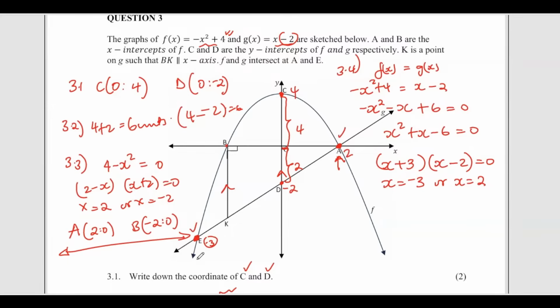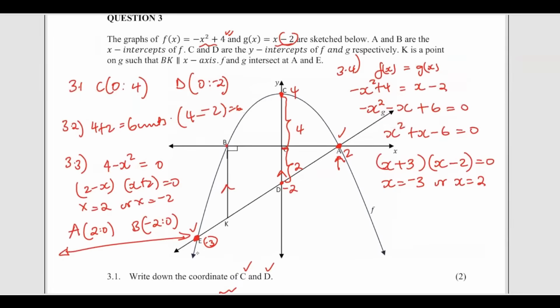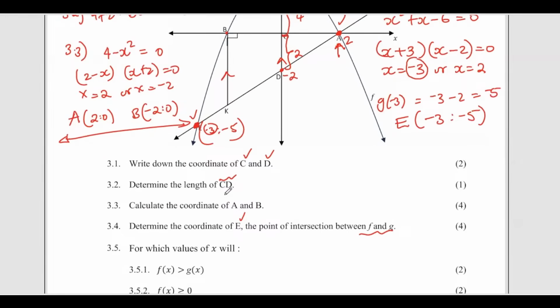So what was the question asking for? They want the coordinate of E, the point of intersection. So if we have x as negative 3, let's use the straight line to get the y coordinate. I'll say g of negative 3, which is negative 3 minus 2, which is negative 5. So E becomes (-3, -5). Okay, so if that is correct, we need to move on. And look at for which values of x will f of x be greater than g of x.